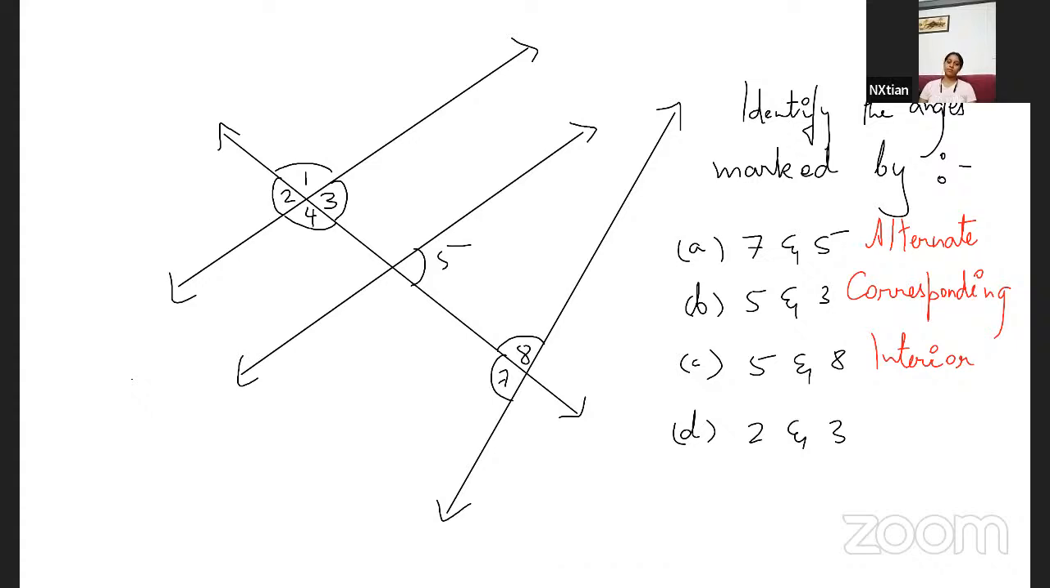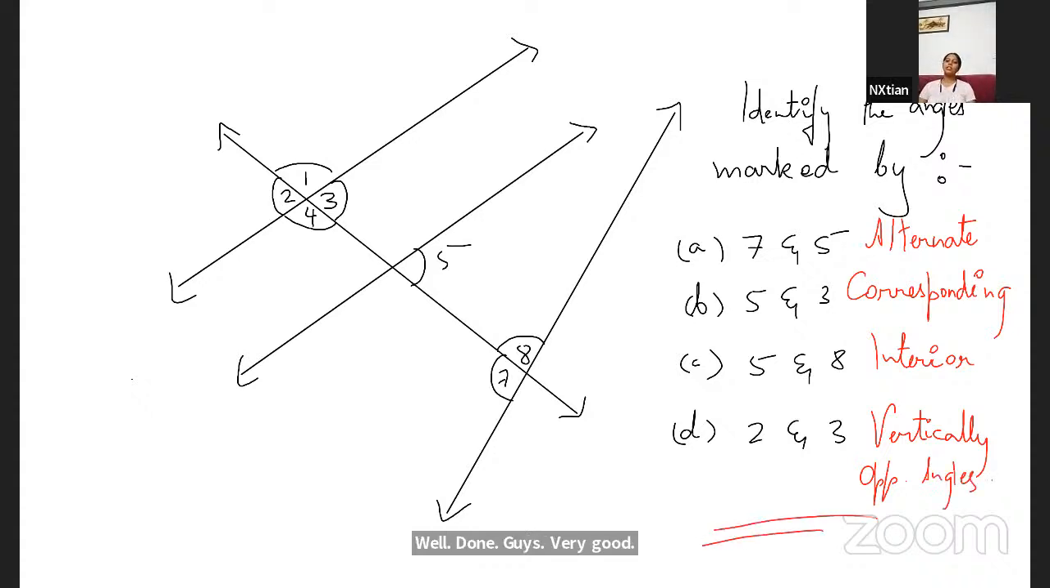And yes, Edric, the last one, 2 and 3. Ma'am, 2 and 3 are vertically opposite angles. Good. Vertically opposite angles. Well done, guys. Very good.